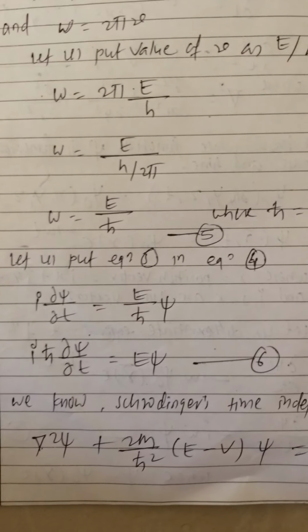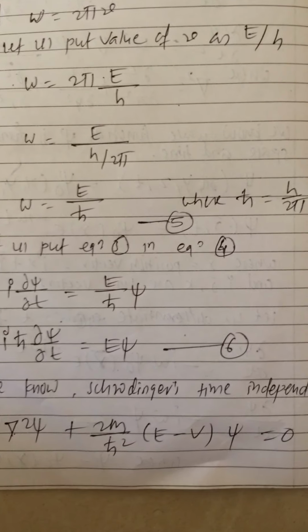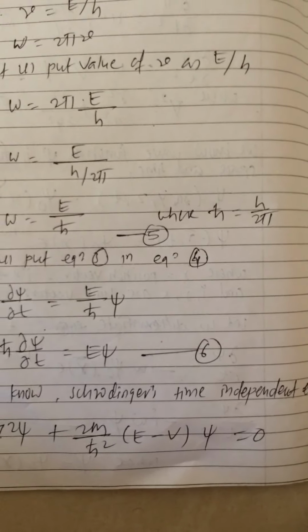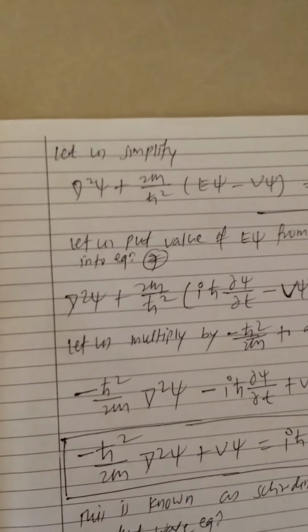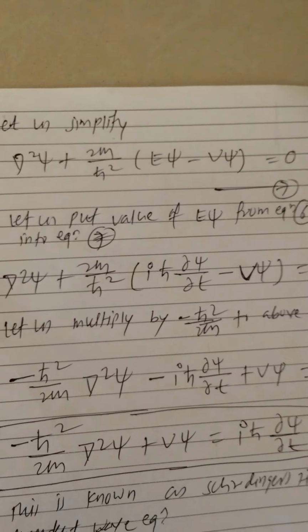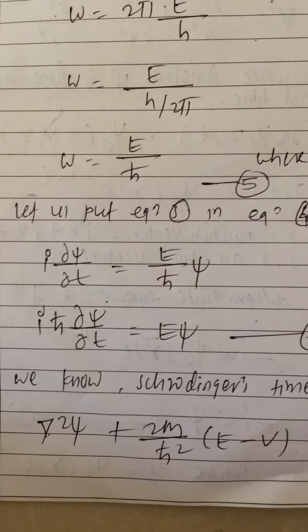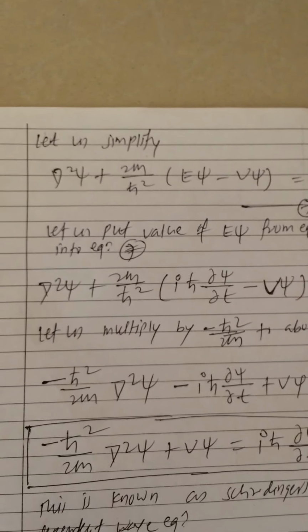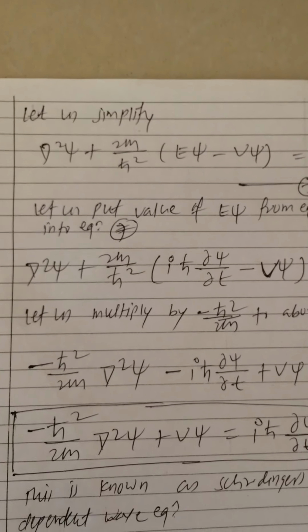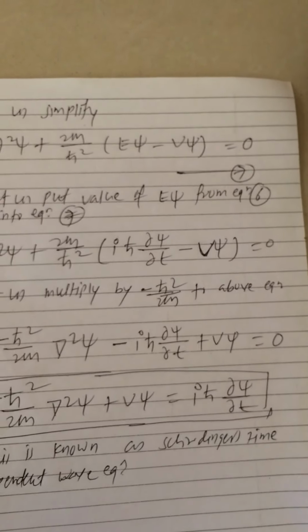As we already derived the Schrodinger time independent equation, the equation was del square ψ plus 2m upon h cross square (E minus V) ψ is equal to 0. Let us simplify this equation. The equation will become del square ψ plus, let us get the psi into the bracket, 2m upon h cross square (Eψ minus Vψ). By putting the value of Eψ, we have already derived the value of Eψ. The value of Eψ is i h cross ∂ψ/∂t. So let us put this value of Eψ into the equation. The equation will become del square ψ plus 2m upon h cross square, the value of Eψ is i h cross ∂ψ/∂t, minus Vψ equal to 0.